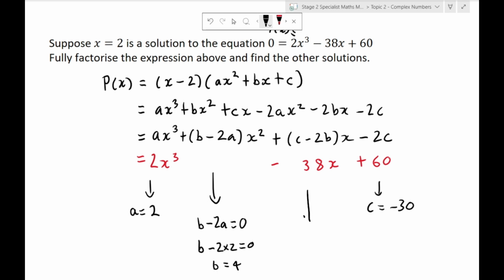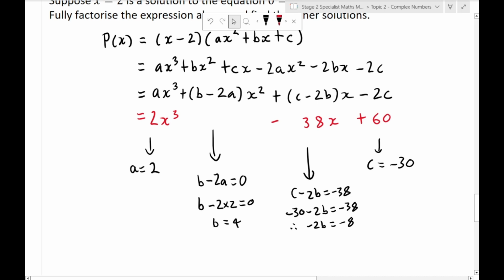Now let's check that it works here. c minus 2b was supposed to give you minus 38. So if I work through that, minus 30 minus 2b should have given me minus 38. Therefore, minus 2b equals minus 8. So yeah, b equals 4 from that as well. You have to make sure that it works for both, otherwise you've got a mistake in here somewhere.